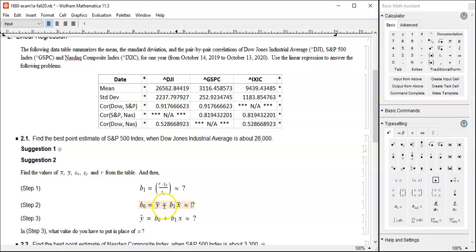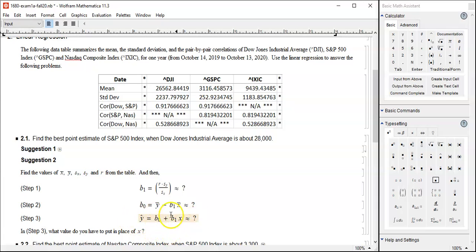B0 is y bar minus B1 x bar. Now B1 is the quantity you just found out in step 1. And as for y bar and x bar, those are the means, averages, so either one of these two. Which is which? Put those in and do your computation, you're going to get B0 value. Still not done yet. This is step 2. Let's go to step 3.